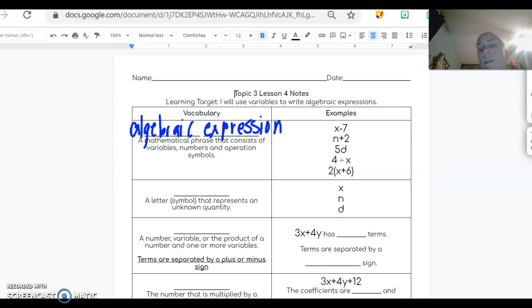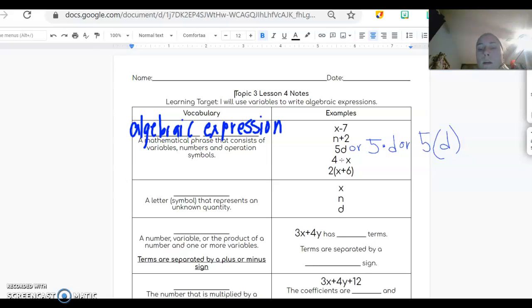5d. When you have a number next to a variable, that is multiplication. So 5 times d is another way to write that. Or we can also write it with parentheses, 5(d). Those are both other ways that you can represent that, okay? So when you have a number next to parentheses, you multiply. When we have our raised dot, we multiply. And when we have a number next to a variable, we multiply.